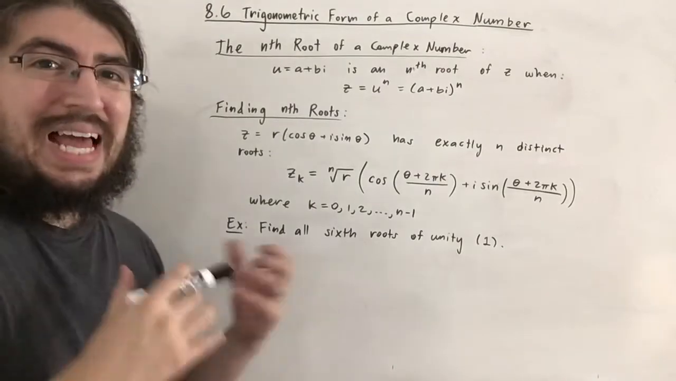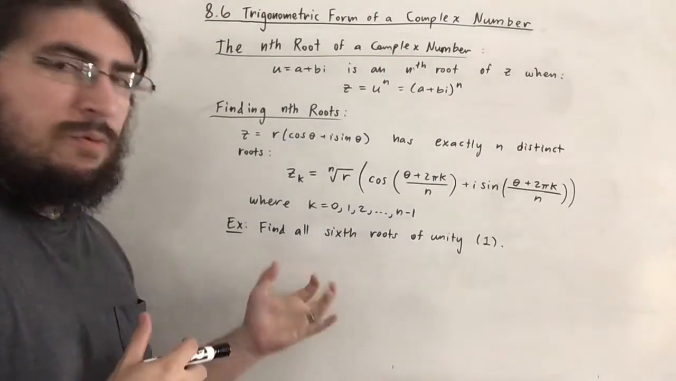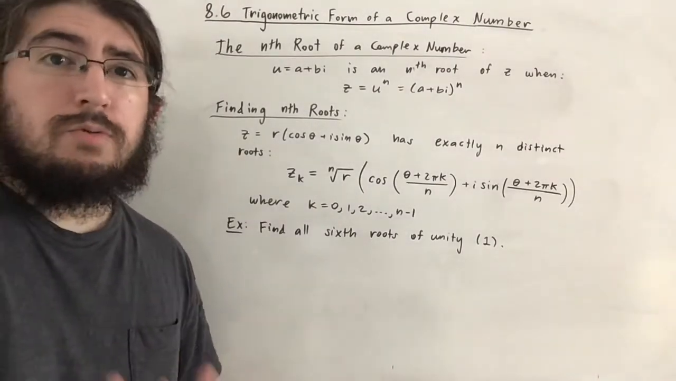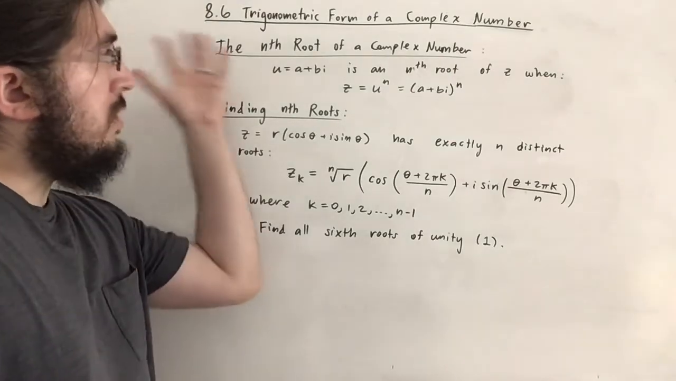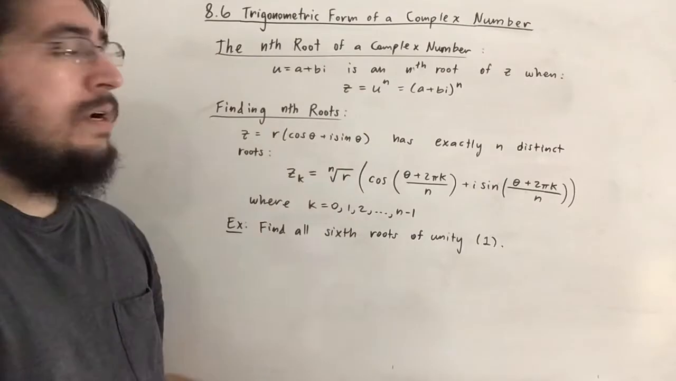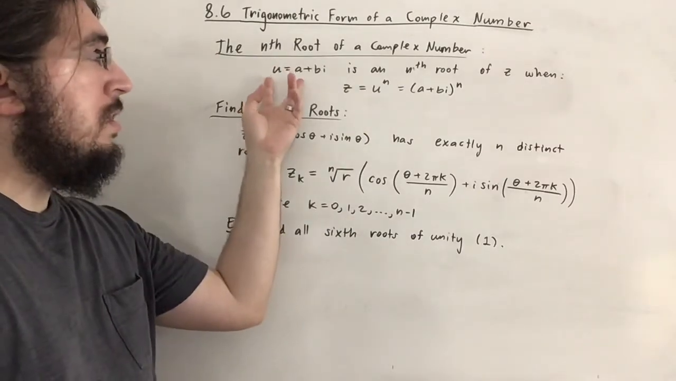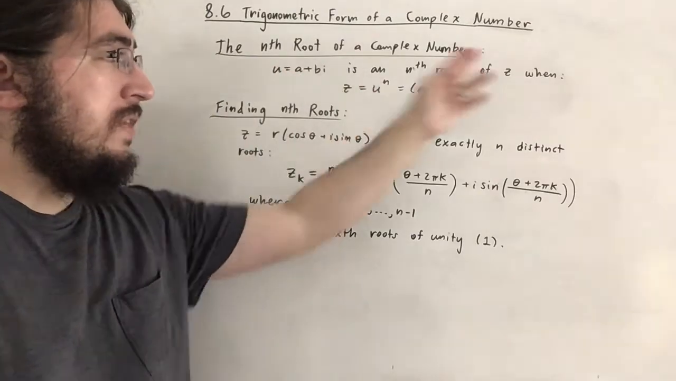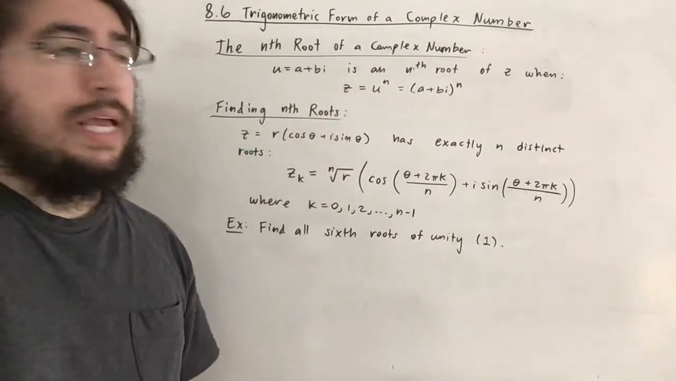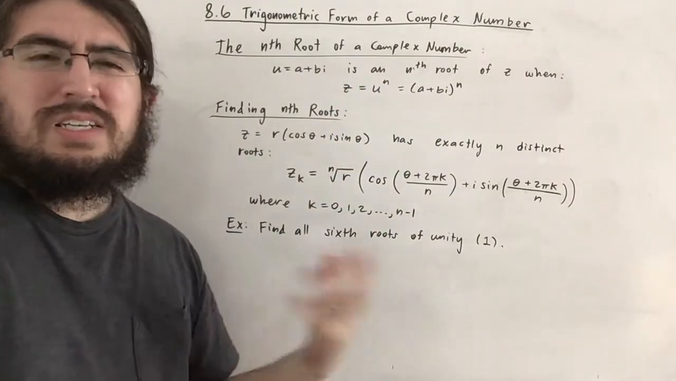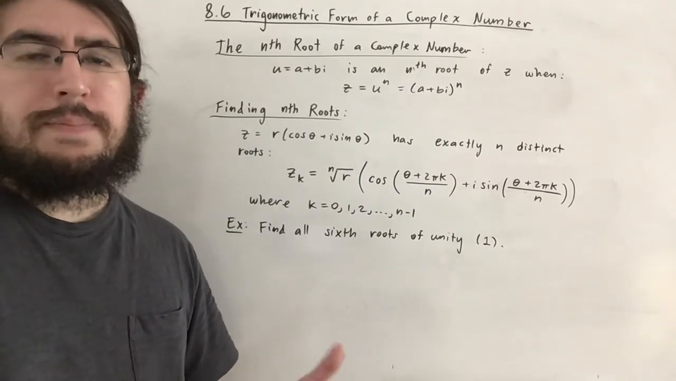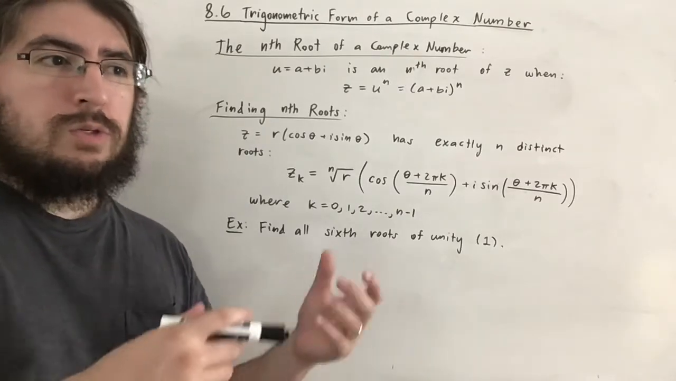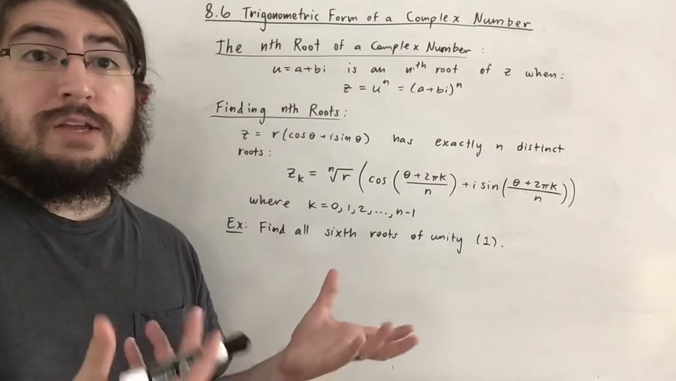All right, so this is the last idea we need to discuss in 8.6. I give one example here. We actually may do one more afterwards, but we'll have to see. So first I described the nth root of a complex number, which we call u. So u would be an nth root of the number z when z is u to the n. So this describes exactly what the nth root means to us for real numbers. So for example, square root means that when you square a number, you get the inside that you're square rooting.